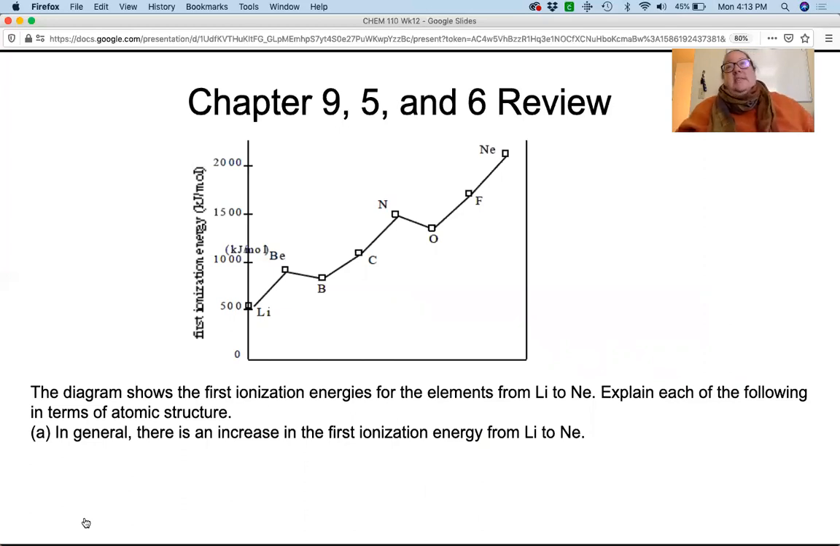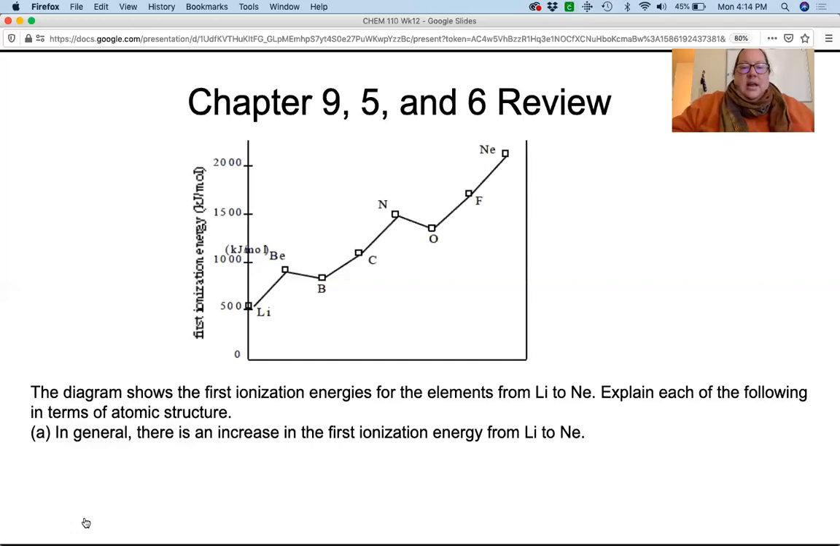So let's take a look at an example of how we can make sense of them based on what we currently know. The diagram shows the first ionization energies for the elements from lithium to neon. Explain each of the following in terms of atomic structure. So in general, there is an increase in the first ionization energy from lithium to neon. Critically, I want you to notice that lithium has an ionization energy of roughly 500 kilojoules per mole, whereas neon has an ionization energy of roughly 2,000 kilojoules per mole. So why does that increase exist?